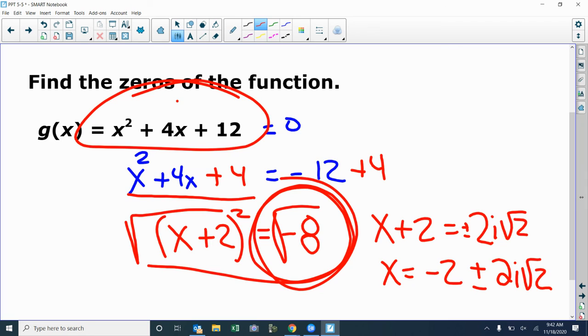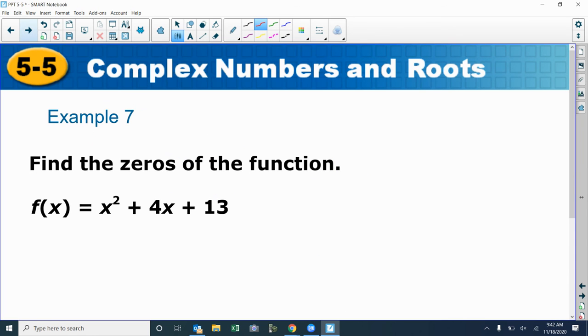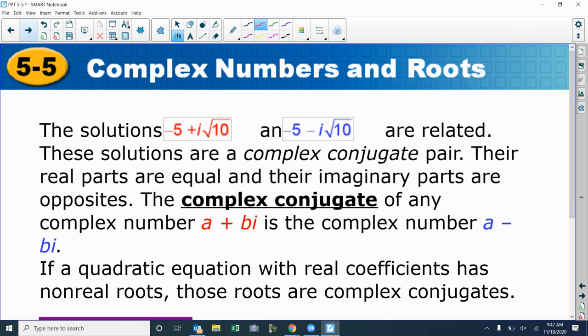Does this parabola cross the x-axis? No. If we were to graph this guy right here, he does not cross the x-axis. Last thing, we're gonna move on to the conjugates. So we're always gonna have a pair that come together, -5 plus i square root of 10, -5 minus i. They are called complex conjugates, okay? They come in sets, they come in pairs. There's always a pair of them, complex conjugates.